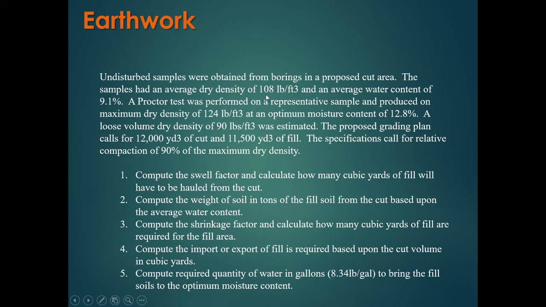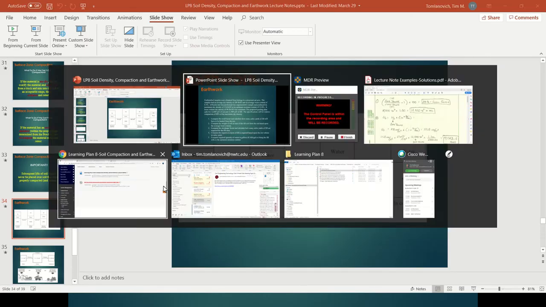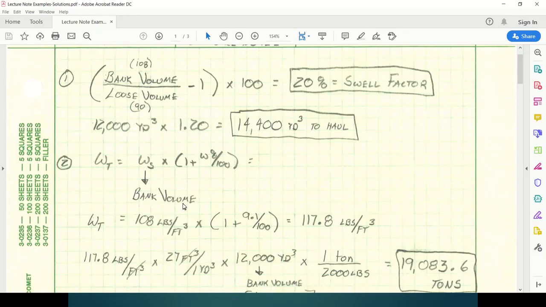Okay. All right. So part 1: compute the swell factor and calculate how many cubic yards of fill will have to be hauled from the cut. Okay. So according to the plan, when you do your Civil 3D plan, you've got 12,000 cubic yards of cut. Okay. So let me go find my examples. All right.